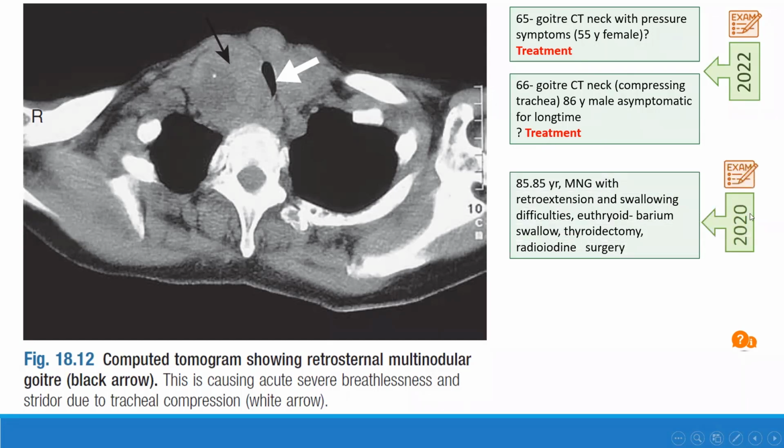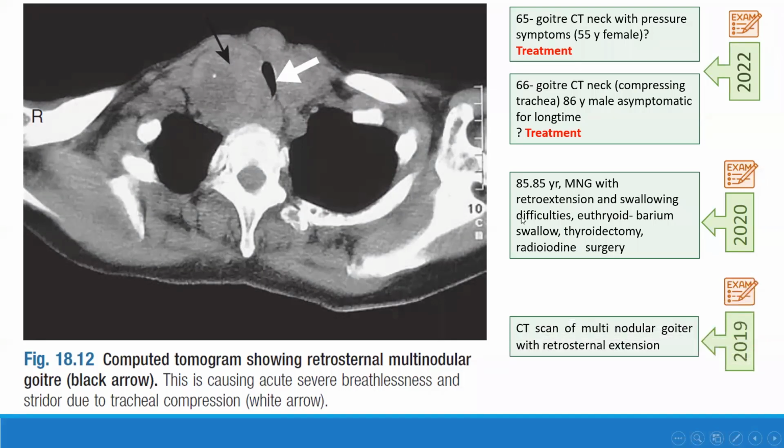And another one in 2020 is the same scenario, a patient presenting with retrosternal goiter and swallowing difficulty. In this situation, the patient is euthyroid and barium meal swallow shows compression manifestation, so I will go to surgery. Radioactive iodine is not a candidate. It can reduce the size of the goiter, even in non-toxic goiter, but needs a very long time to have its effect.